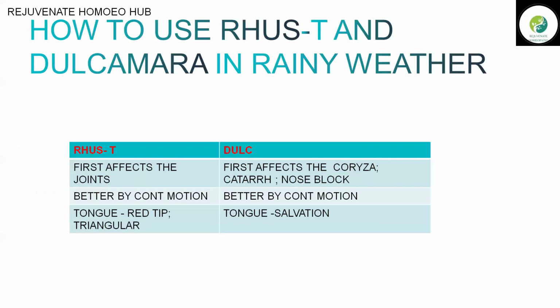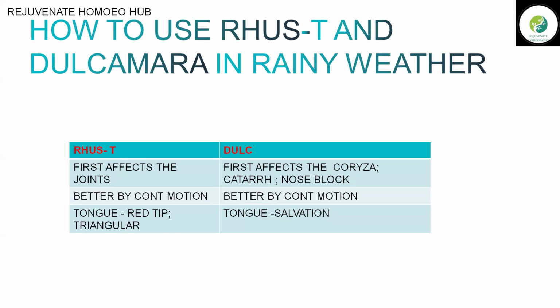Now, how to use rhus tox and dulcamara in rainy weather. In rhus tox, it affects the joints. In dulcamara, it affects coryza, catarrh, and nose block. Interestingly, rhus tox is better by continued motion. Dulcamara is also better by continued motion. But whenever you prescribe in acute conditions, always observe the patient's tongue. That will guide you to the remedy.